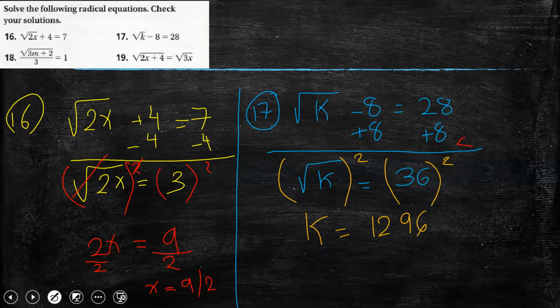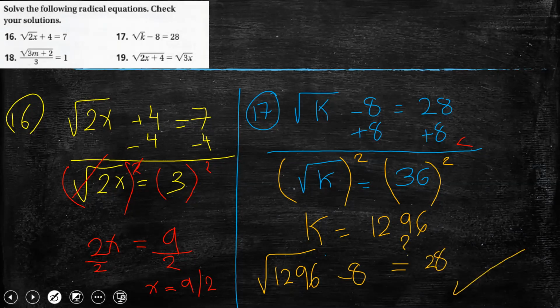Now, when you want to check your solution, what do you have to do? Put this number under the square root, like the square root of 1,296, which is 36. 36 minus 8. Is it 28? Yes. So that means my solving here is correct.